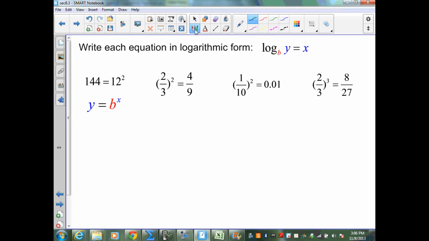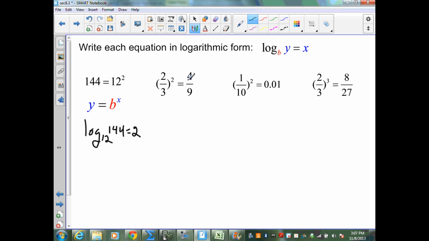In this example, I want to write each equation in logarithmic form. Remember, I have y equals b to the x. In this situation, 144 equals 12 to the second power. 144 is y, 12 is b, and 2 is x. And I want to write it in the form of log base b of y equals x. So I have log base 12 of y, which is 144, equals x, which is 2.